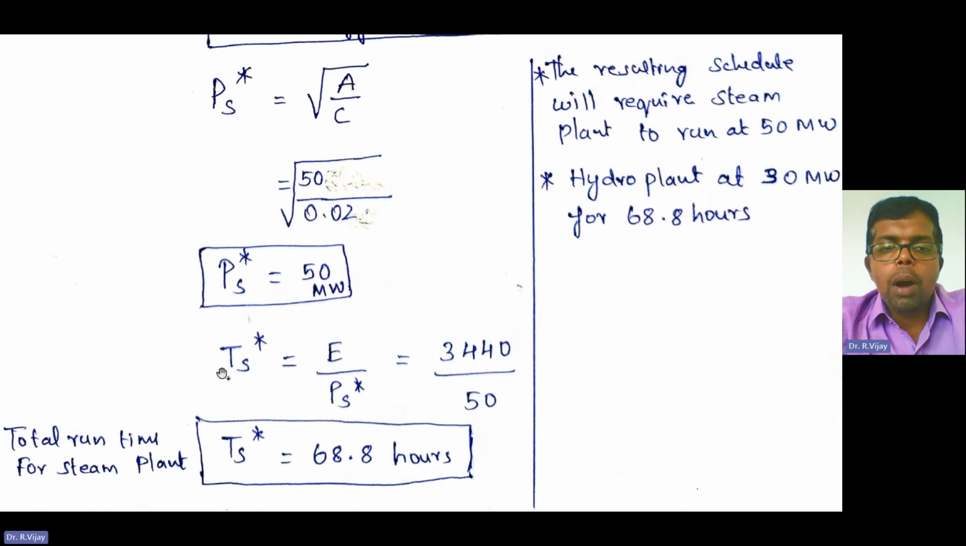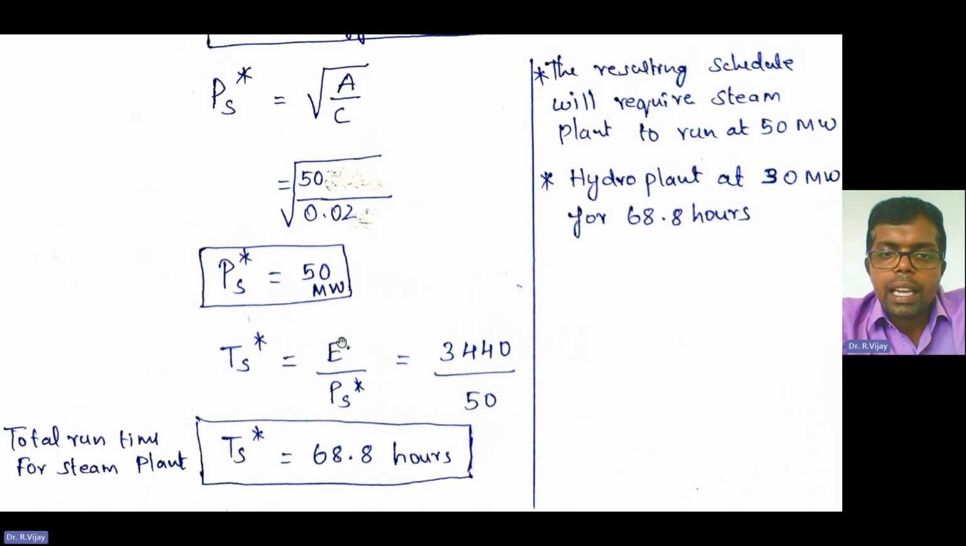Total time operated, or total runtime, for the steam power plant alone, or in other terms the optimal runtime for the steam power plant. So whatever you call it, TS star is equal to E divided by PS star. We already derived this equation, and I will give that video in the description. You can watch it, and after that you can solve this problem. So TS star is equal to E divided by PS star.